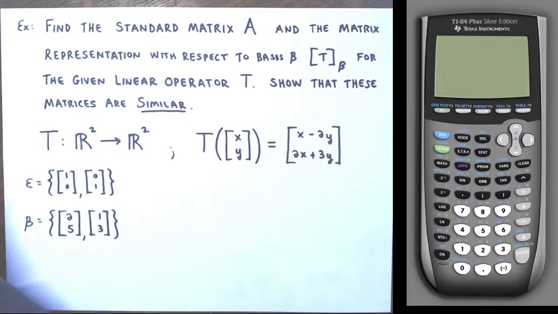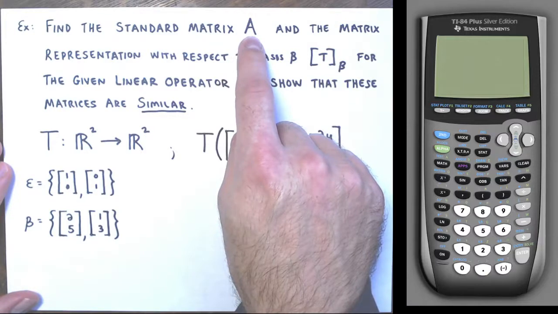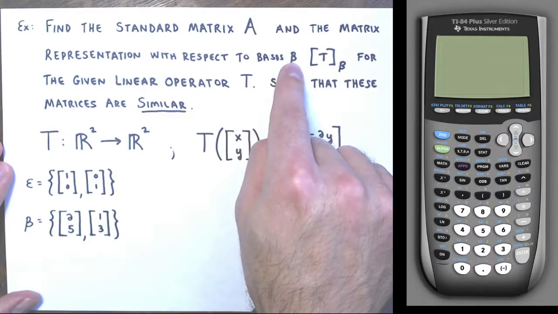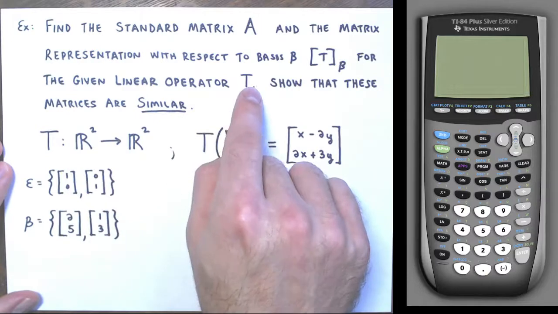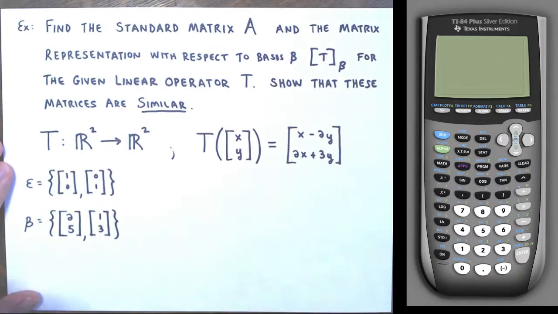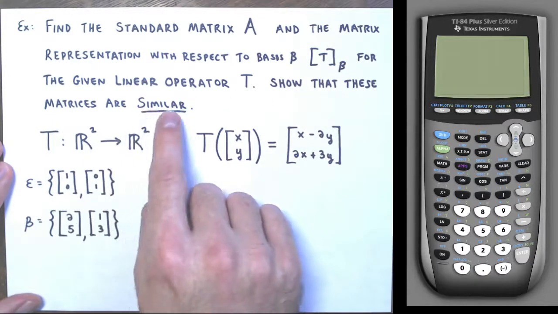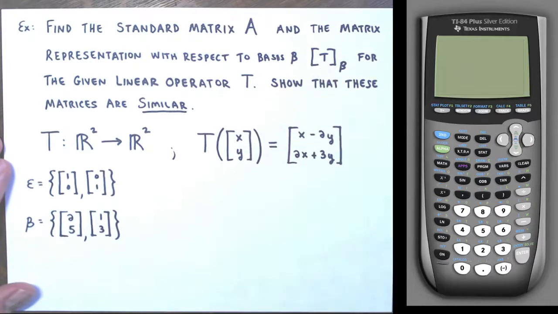For both of the examples I have, we're going to first find the standard matrix. Remember, this is the matrix with respect to the standard bases for the domain and codomain, and the matrix representation with respect to a different basis, some basis B of the domain and codomain, this TB, for the given linear operator T. I've told you it's linear, so you don't have to show that it's linear, that the rule satisfies additivity and homogeneity. Afterwards, I'm going to show that A, the standard matrix, and this TB, the matrix with respect to basis B, are similar.